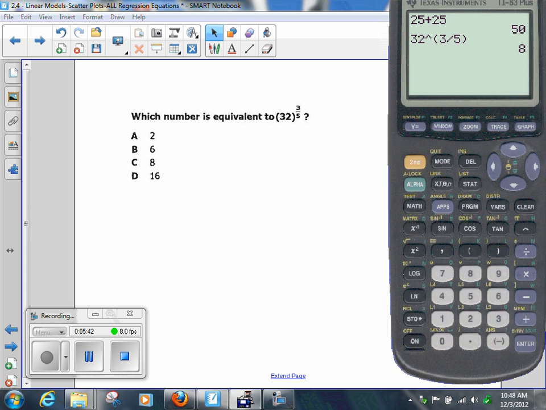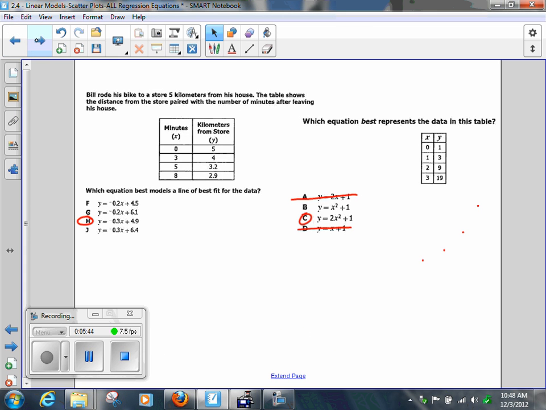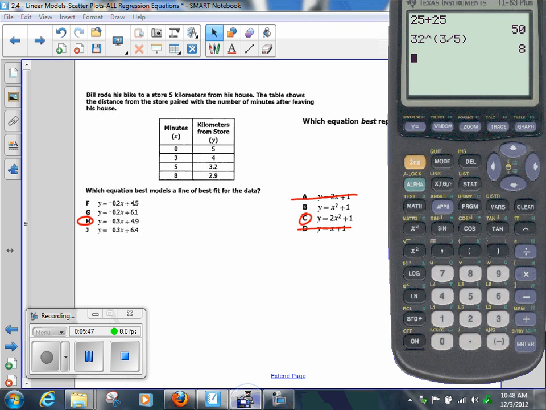Bill rode his bike. Let's look at Bill rode his bike. Okay? Let's look at this problem.